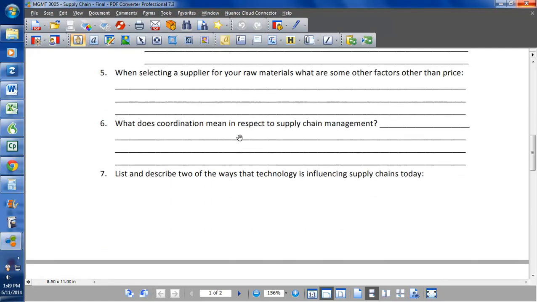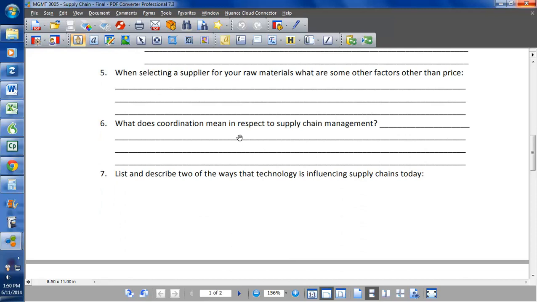Number 5, when selecting a supplier for your raw materials, what are some other factors other than price? So, if somebody's supplying you with raw materials, you don't want to look at just the price, because they may have a really good price, but it could be because the quality is poor, right? So you want to look at what is the quality level. Does it take them a long time to deliver it? If it takes them a month to get it to you, and some other company that costs a little more can get it to you in 3 or 4 days, then maybe it's worth it to you to go with the more expensive company that has the better delivery time.